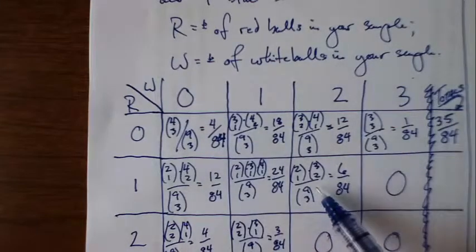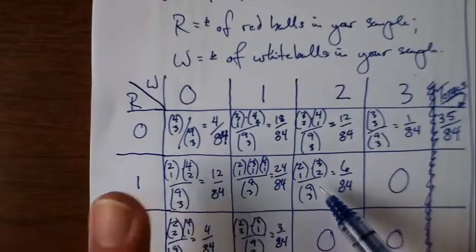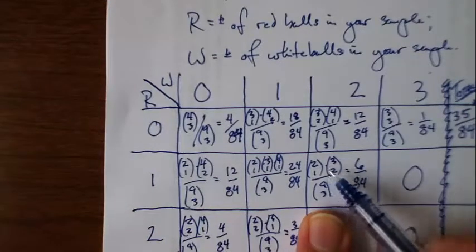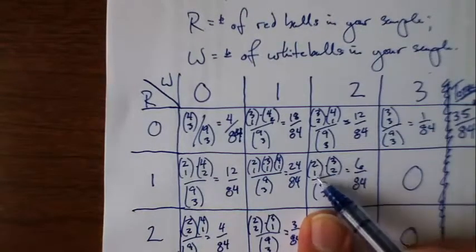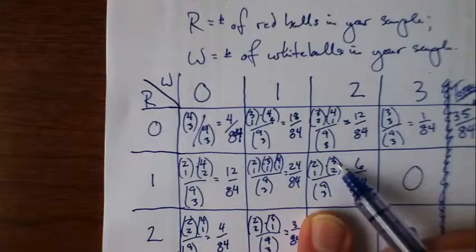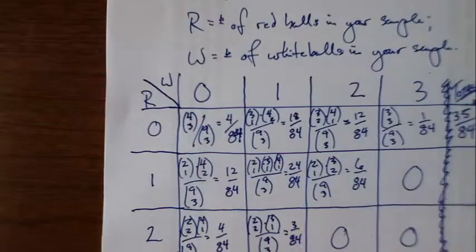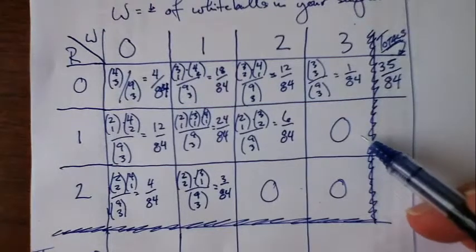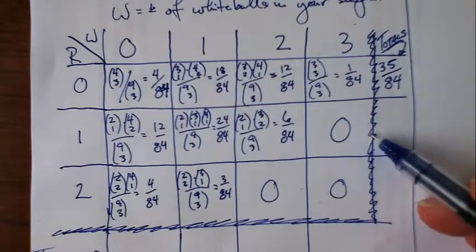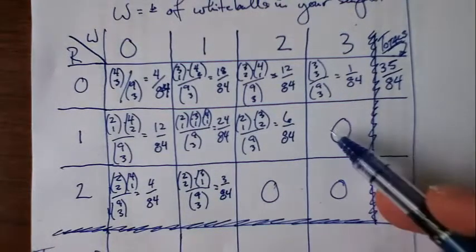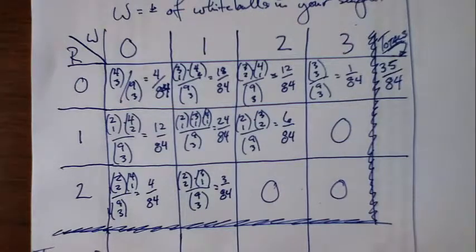Similarly, let's do this one here: the number of ways to get exactly 1 red ball and exactly 2 white balls. There are 2 red balls, so there are 2 choose 1 ways to get the red ball, and then from the 3 white balls, I want to know how many ways I can choose 2. So it's 2 choose 1 times 3 choose 2. And so forth and so on. You'll notice there's no chance of getting 1 red ball and 3 white balls, because that means you're choosing 4 balls. That's impossible, so that's a 0.